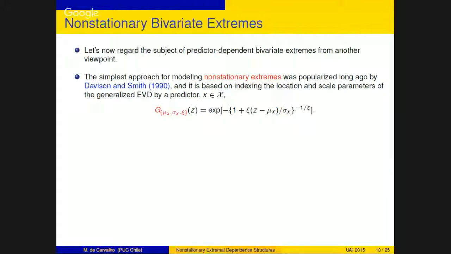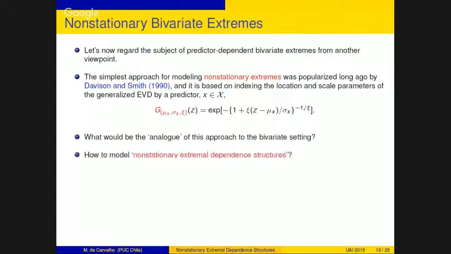And what people have typically been doing is the following. They allow the parameters of the generalized extreme value distribution to evolve over a certain predictor, typically mu and sigma. People typically do not allow xi to change over the predictor. But it really depends on who's modeling and on the amount of data that you would have as well.